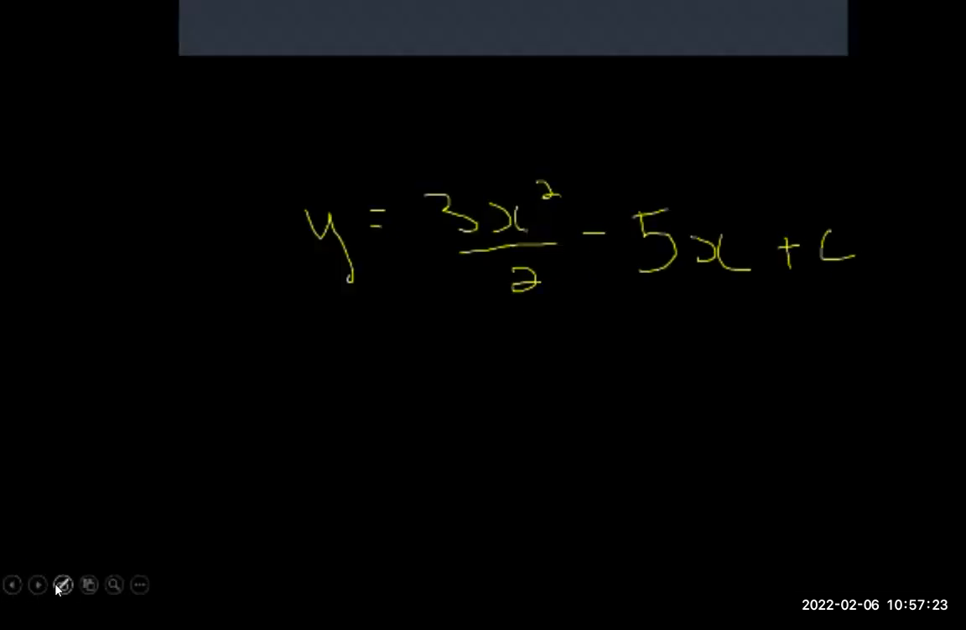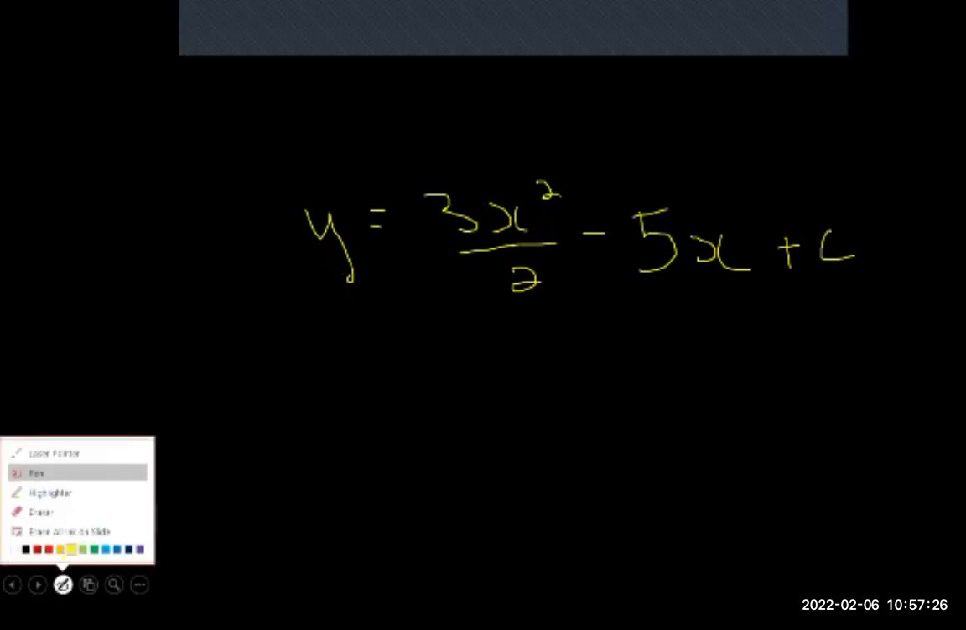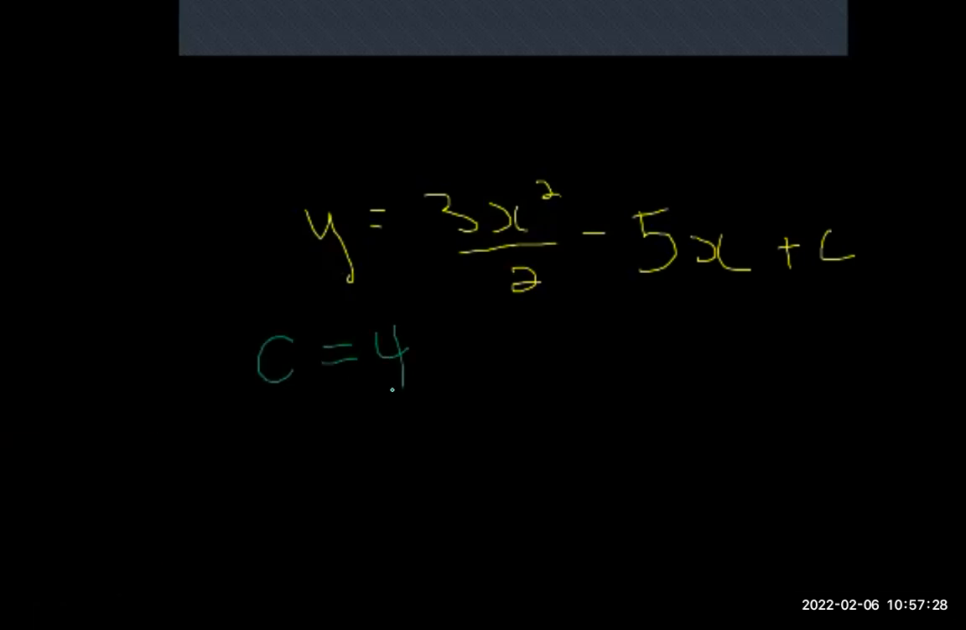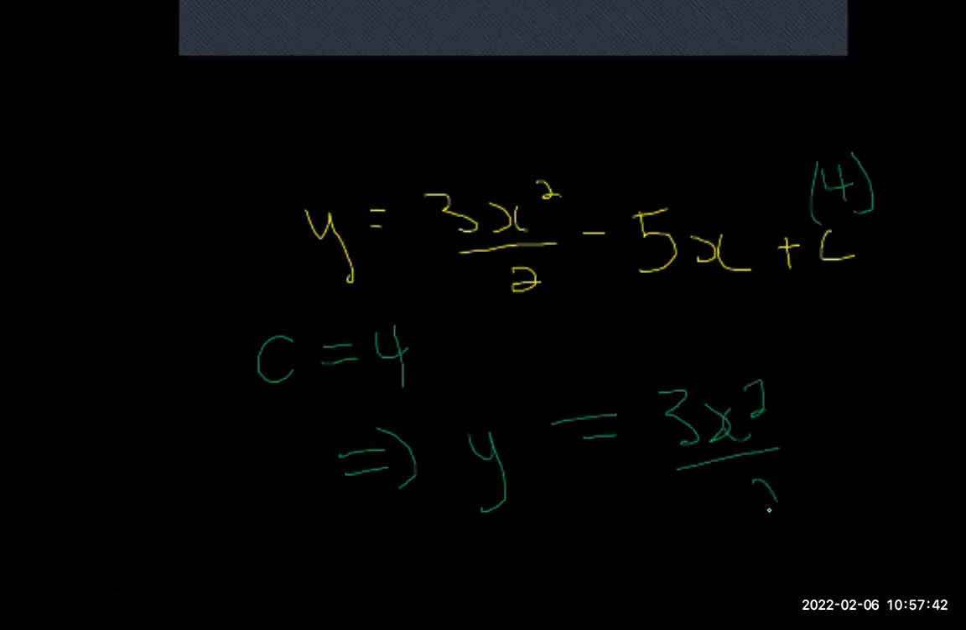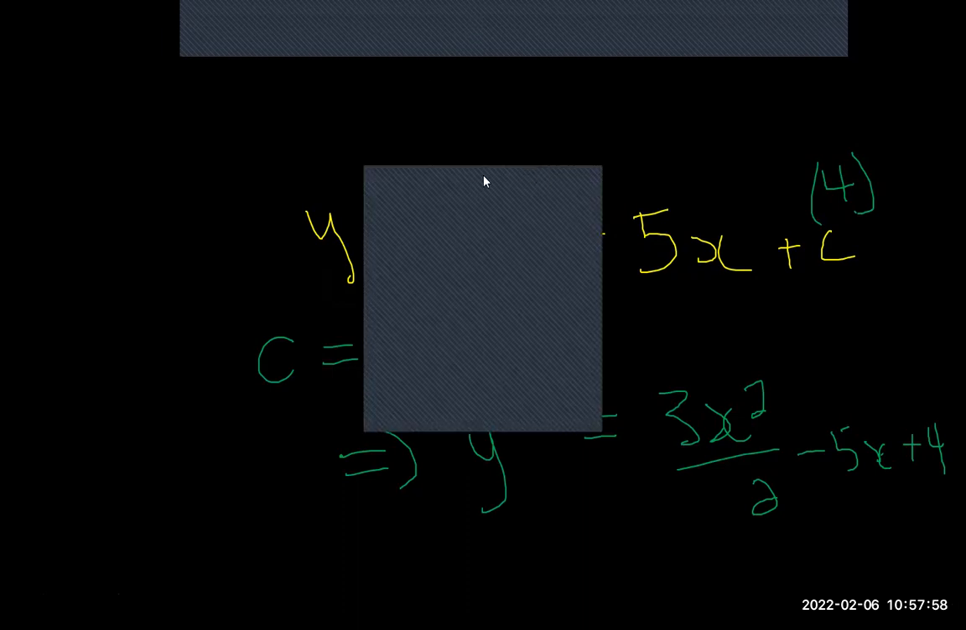Equation: C is equal to 4. My equation of the curve is not C is equal to 4. Using this value of C, 4, my equation is y is equal to 3x squared on 2 minus 5x plus 4. The answer isn't C is equal to 4. I have to use this value of C and put it into this to get the equation of the curve. Do you understand that? Basically, you just substitute the C into the equation that you had previously.